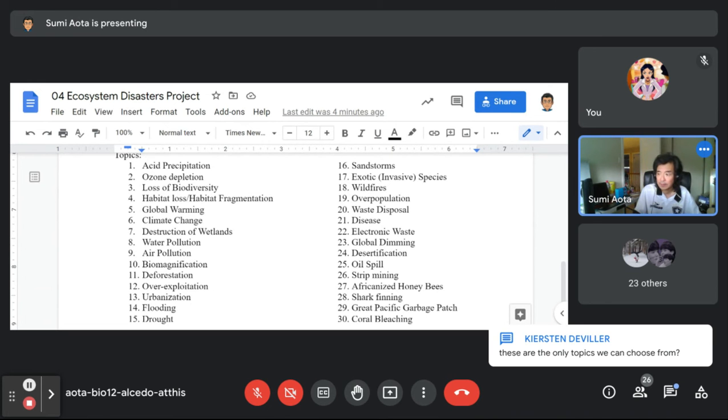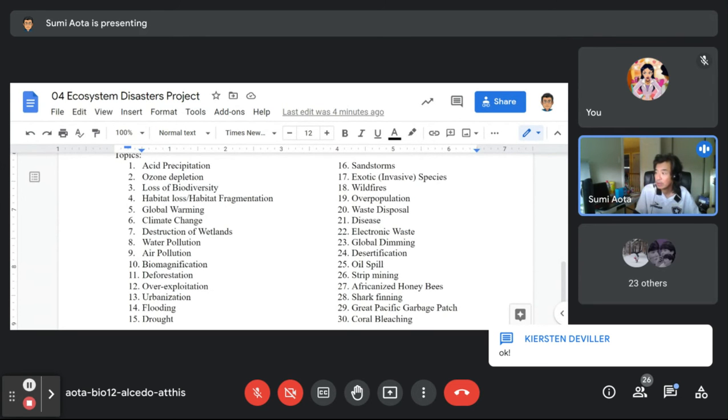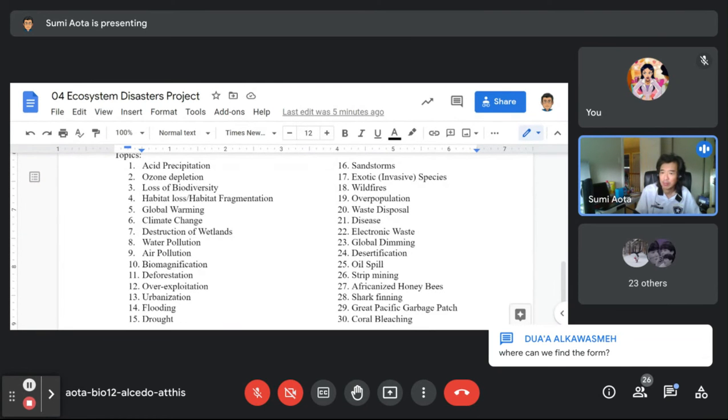Well, if you want to pick a different one, you can, but you have to check with me. But if you're using one of these, then I only want 1 person per topic, okay? I realize 5 and 6 are kind of related. But I think there's enough differentiation between the two that we can basically talk about the two topics separately.